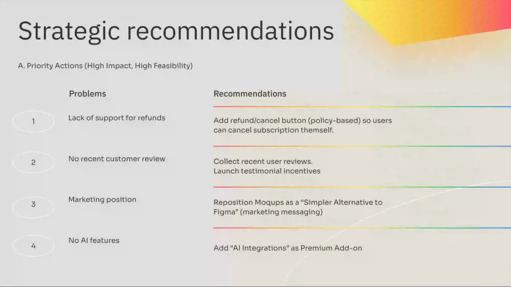Based on these gaps identified, here are my top strategic recommendations. These are focused on improving user trust, marketing presence, and feature set in a phased manner. The recommendations are prioritized using the impact versus feasibility framework to ensure actionable planning, efficient resource allocation, and measurable outcomes over the short and mid-term. First, we'll take the priority actions: high impact, high feasibility.